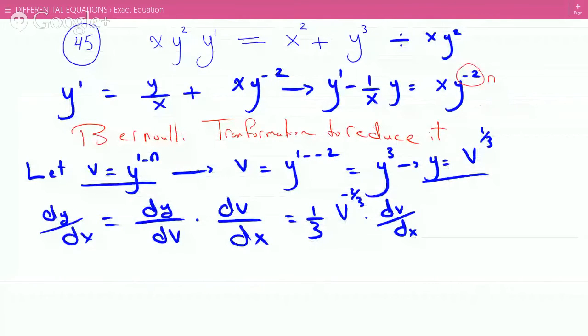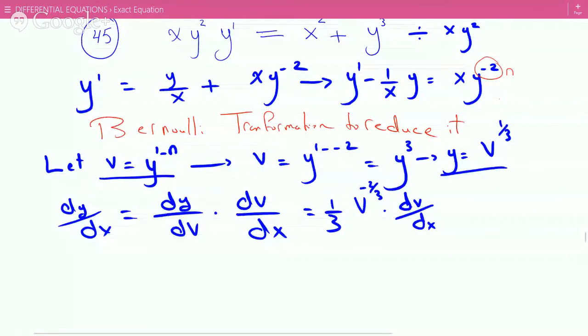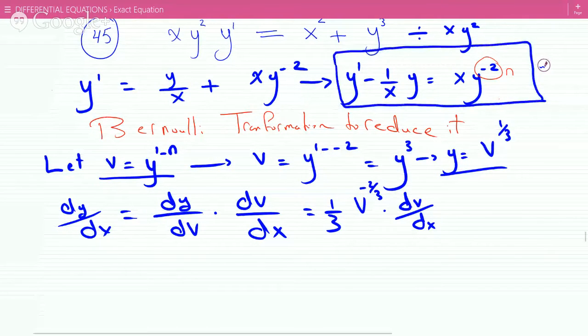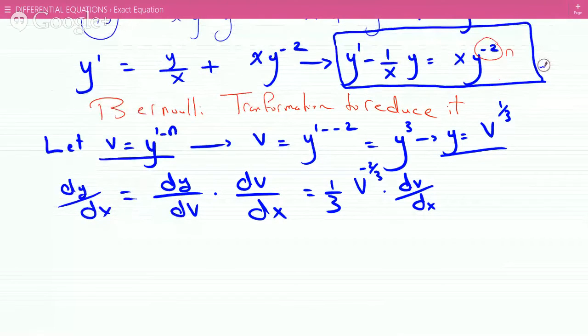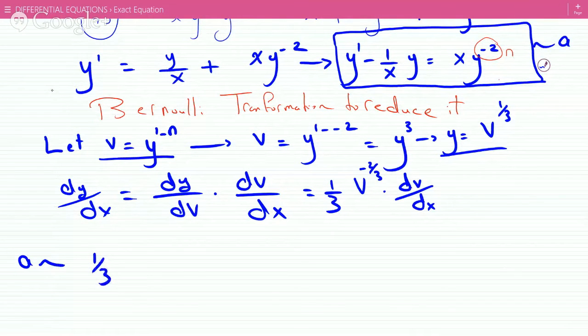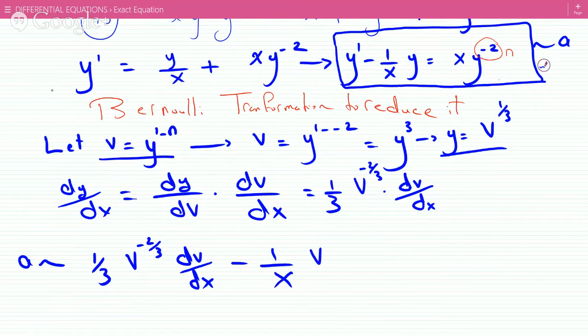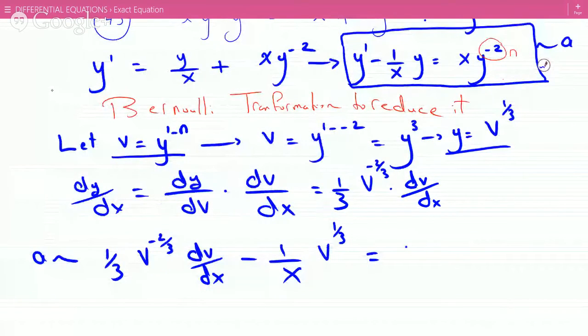Okay? And so we will substitute into the differential equation. We will substitute into this one right here. So let's call this equation A. So A becomes y prime, which is 1/3 v to the minus 2/3 times dv over dx, minus 1 over x. y is just v to the 1/3. Yeah? And equals x y to the minus 2. So that's v to the minus 2 over 3.